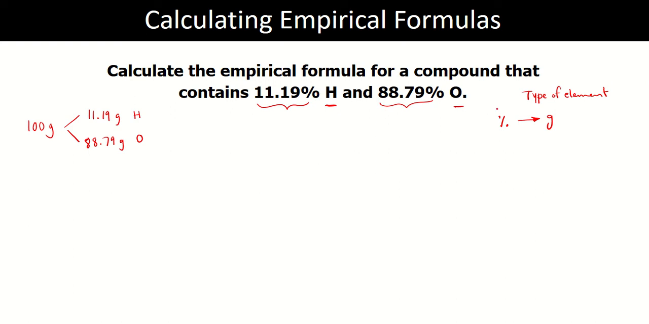The second step, whenever we work on the empirical formula calculation, is to find the simplest ratio of atoms. The SI unit of quantity in chemistry is mole, so we need to convert grams to mole. How to convert grams to mole? I'm sure that you are going to use molar mass. You need to look at the periodic table and find the atomic mass of each element, then convert to moles.